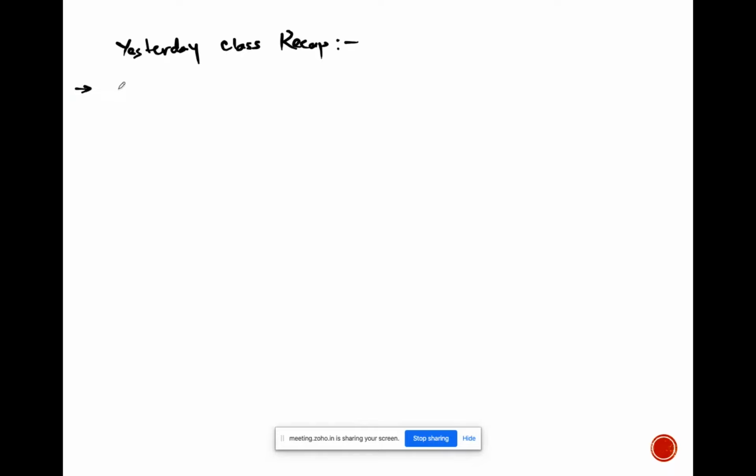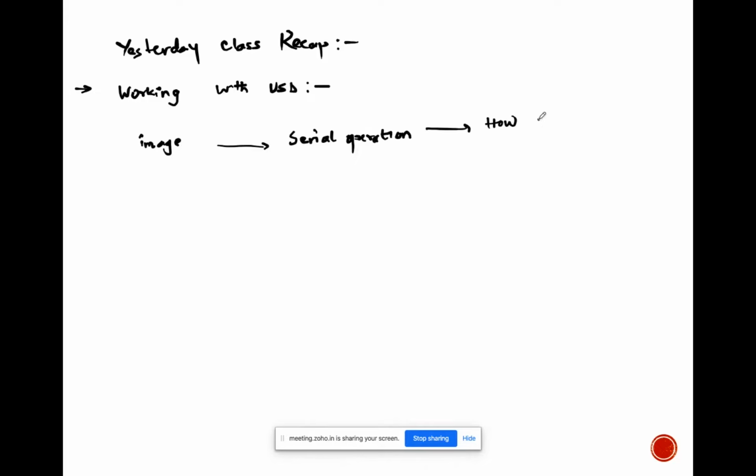So we started with working with unstructured data, how to work with unstructured data. Let us take an image, and after serial operations, how it is transformed and able to predict.